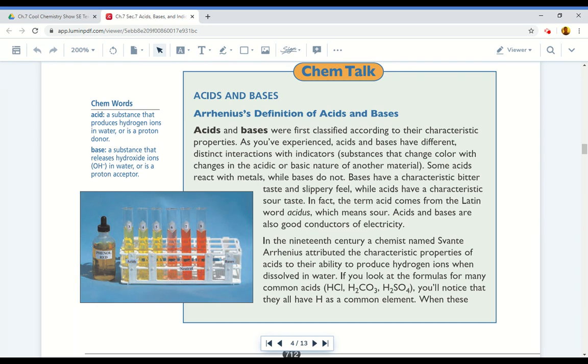Acids and bases are also good conductors of electricity. In the 19th century, a chemist named Svante Arrhenius attributed the characteristic properties of acids to their ability to produce hydrogen ions when dissolved in water. If you look at the formulas for many common acids, you'll notice that they all have hydrogen as a common element.